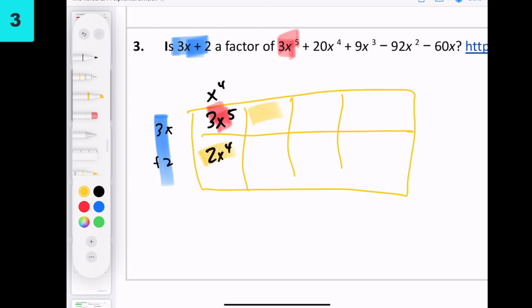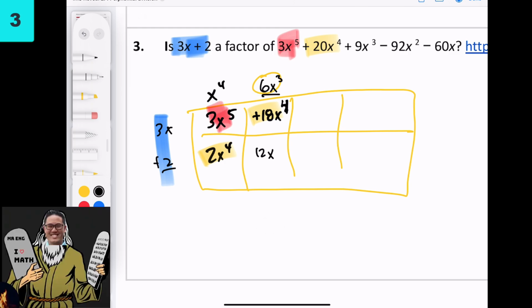2x to the 4th plus something will equal 20x to the 4th. And that'll be 18x to the 4th. So let's get a number above. This number above here times 3x will equal 18x to the 4th. So that'll be 6x to the 3rd. 6x to the 3rd times 2 will give me 12x to the 3rd.